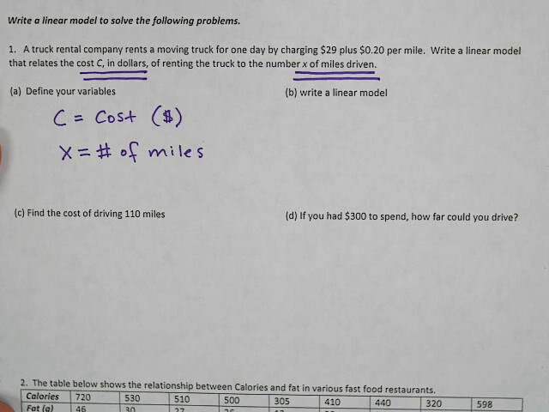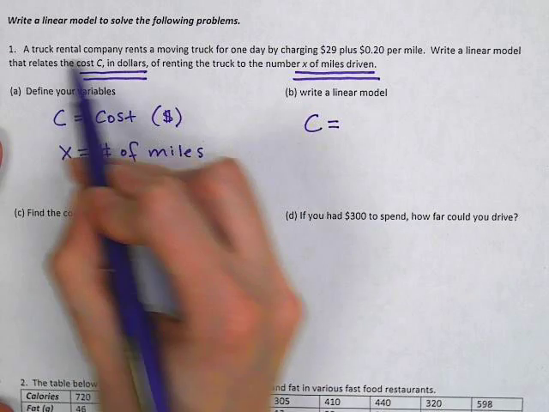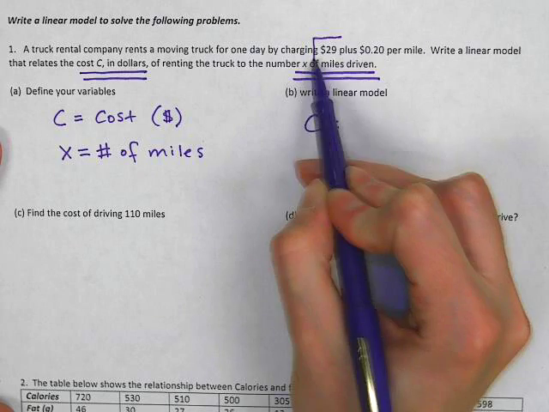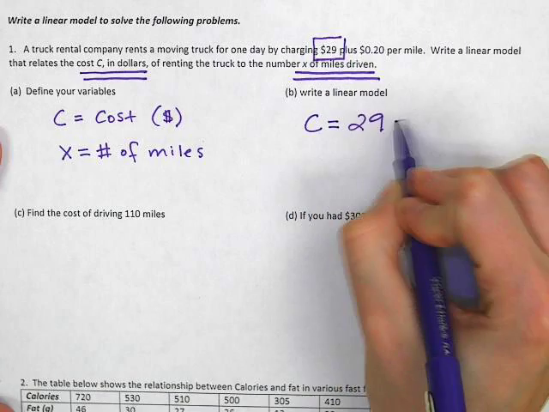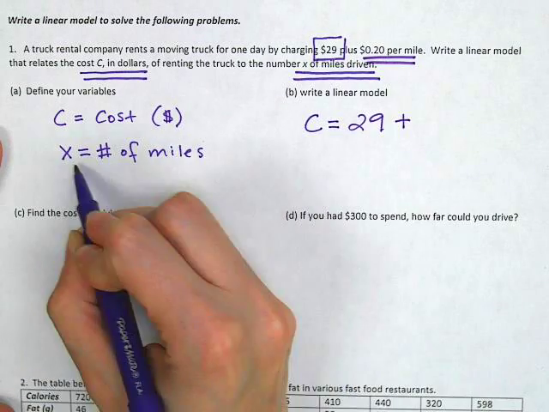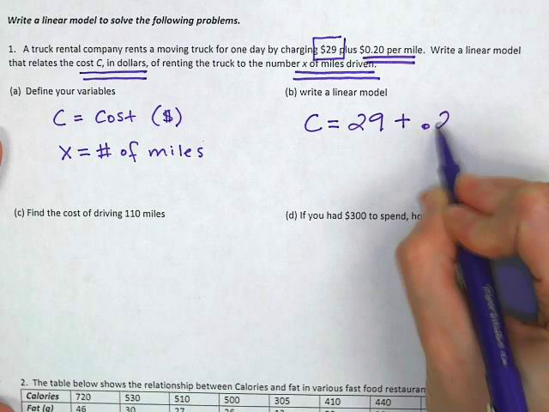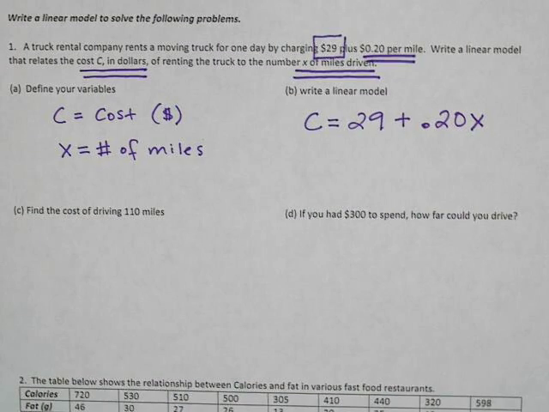Okay, so what's our model? So the cost is going to be, well, we're just going to read through. It's $29 flat fee plus 20 cents per mile, but mile means X. So 20 cents times X. 20 cents per mile.